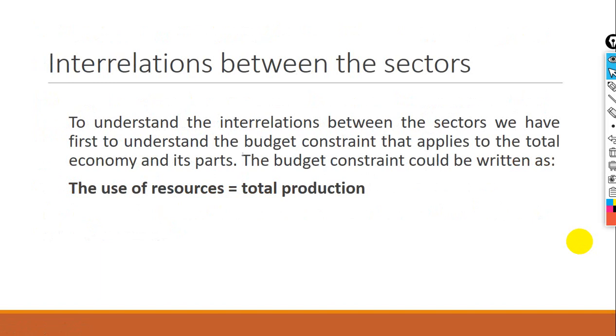So we can write this in another form, which is known as the budget constraint. The budget constraint of any sector means that the total production should be equal to the use of resources. Production of the sector must be equal to the use of its resources.